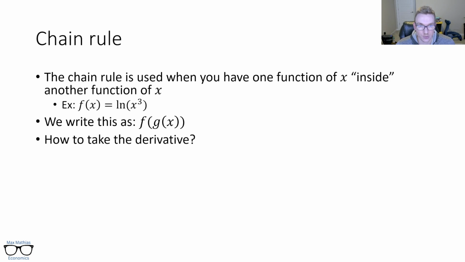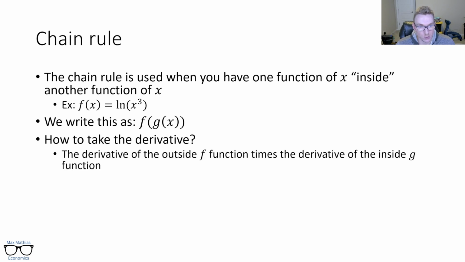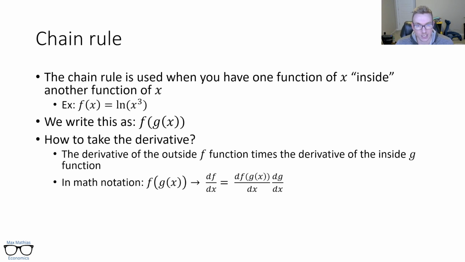So when we're taking the derivative here, the reason why this is called a chain rule is you're going to take the derivative of the outside function f times the derivative of the inside function g. So in math notation, when we're taking this overall derivative, you're going to take the derivative of f with respect to x, but you're still evaluating it, so to speak, at g, and then you're going to take the derivative of that inside function g.